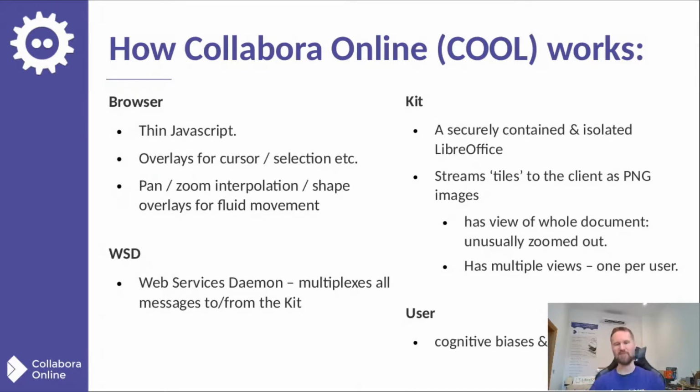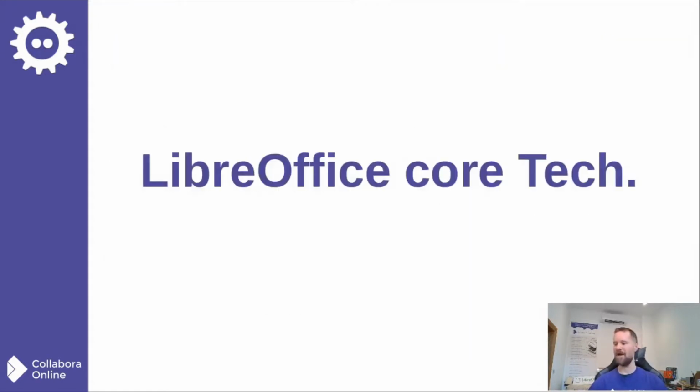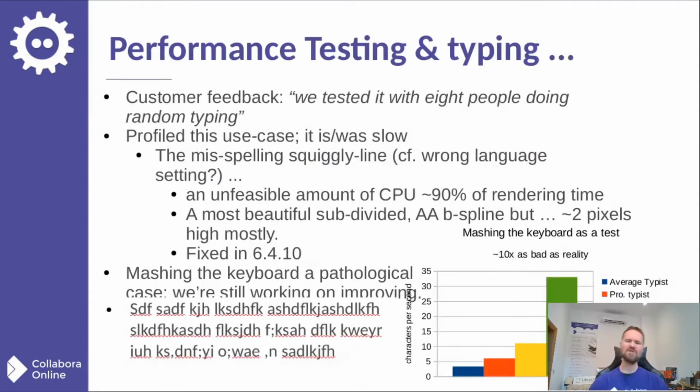And of course, then we have the user looking at it, which has a number of cognitive biases. So we can perhaps make things faster without making them actually faster, or even by making them slower. We can make them look faster. So there's a whole lot of technology in the core, which is kind of cool.